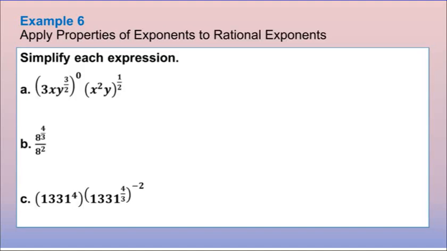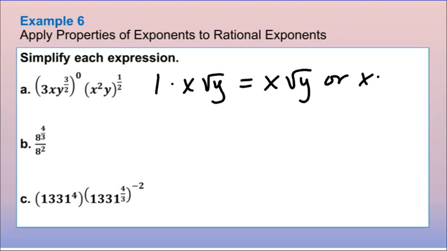And example 6, our last examples for today. Simplify each expression. So I need to raise everything to the 0 power in this first one, which will make that 1 times find the half root of each. X squared to the half power is just x, and then y to the half power would give us the square root of y. So our answer would be x square root of y, or you could have it as x times y to the 1/2 power.